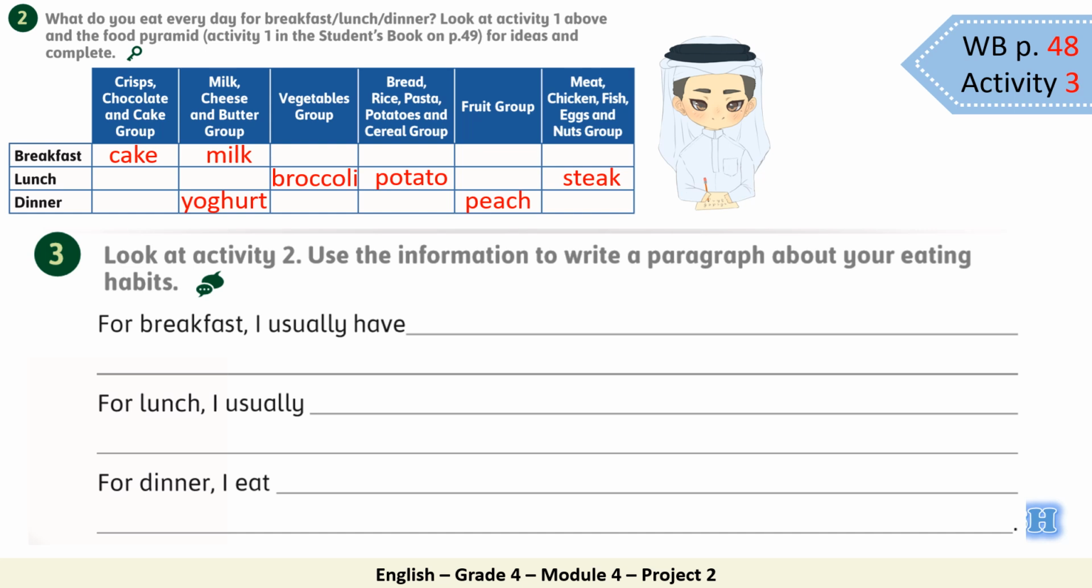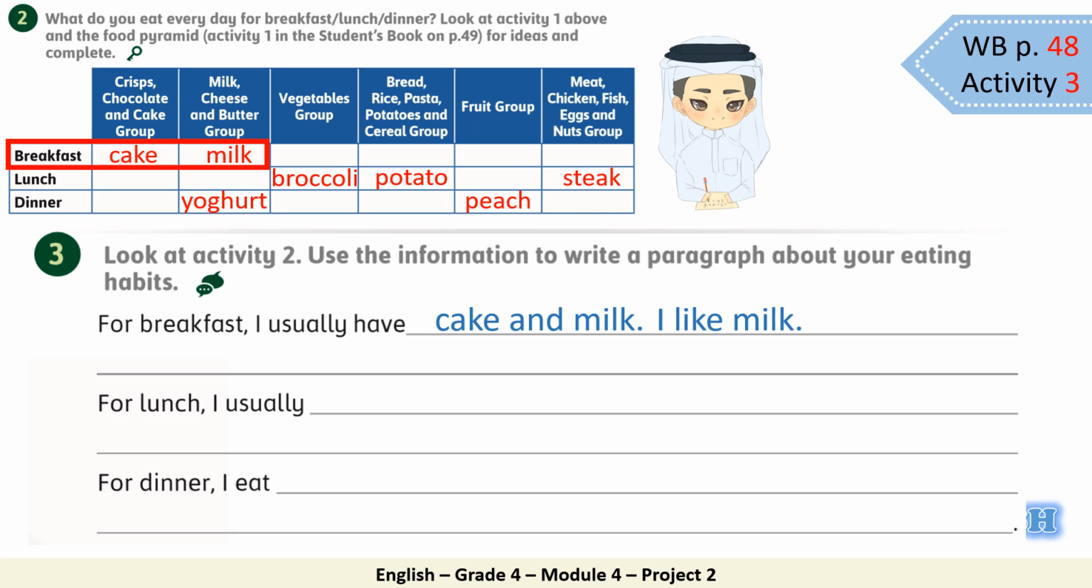Let's start. For breakfast, he says, I usually have. What does he eat for breakfast? Look over here at the table. Cake, milk. So he would say, I usually have cake and milk. Great. So he would say, I like milk.